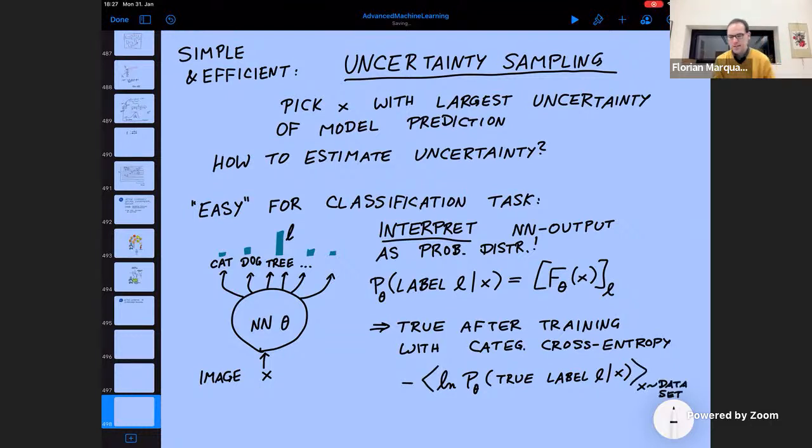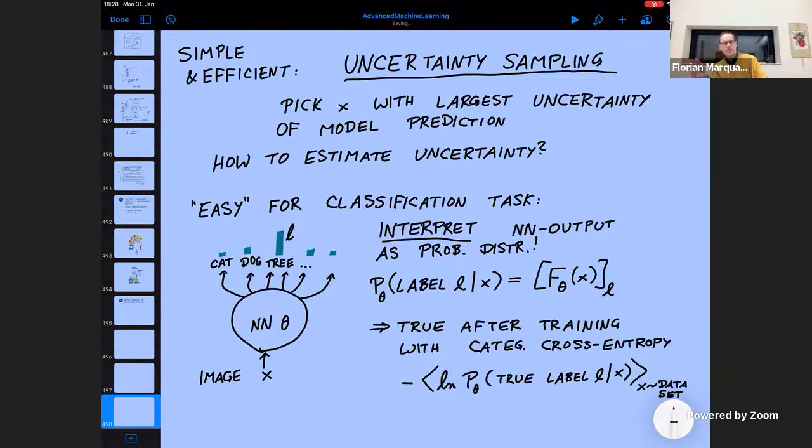And if this loss function is minimized after a lot of training, then the conditional probability given by the model, so the model output, really converges to the conditional probability that is in the data set. Okay, so if this is all true, and we will say a little bit more about this in a moment, then it's easy enough to evaluate the uncertainty.